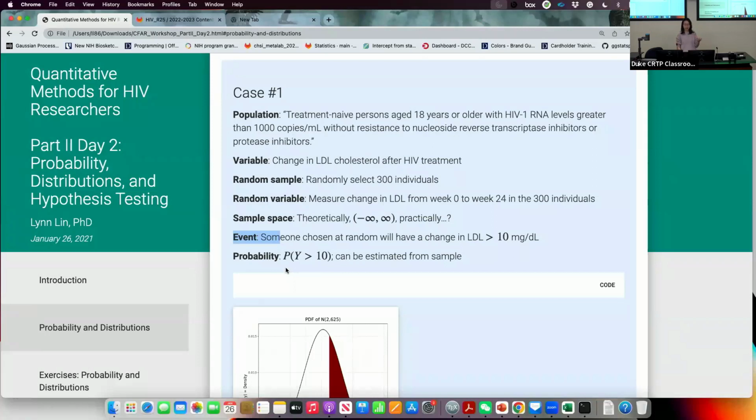So what's the event I described? The people that will have a change of negative infinity. In practice, this will probably never happen, so the probability will be 0. So this event will never happen.